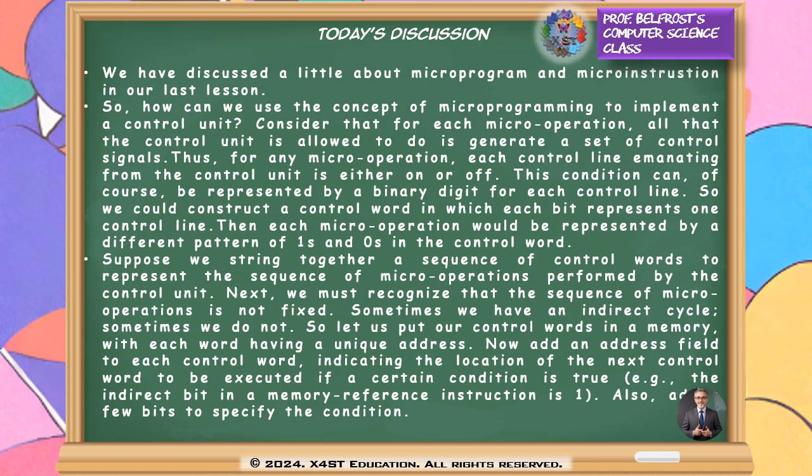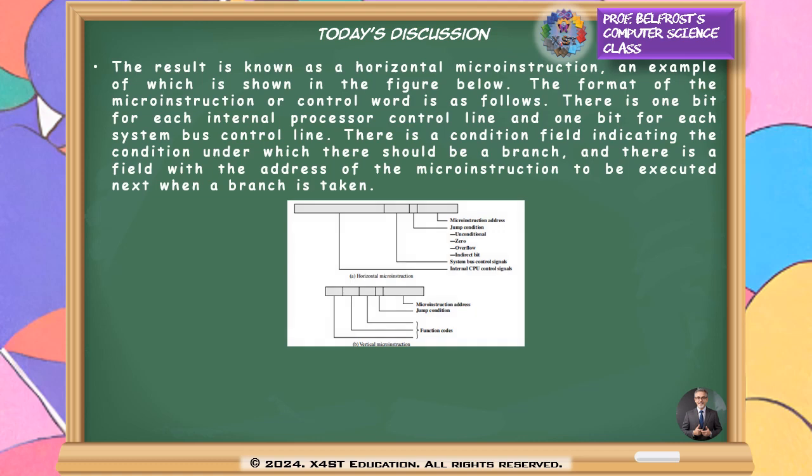So what we need to do is have a unique address and add this address field to each control word, indicating the location of the next control word to be executed in a certain condition. Also, we must add a few bits to specify the condition. The result is what is called a horizontal microinstruction, which is the first type. The form of the microinstruction or control word is as follows. There is one bit for each internal processor control line and one bit for each system bus control line. There's a condition field indicating the condition under which there should be a branch, and there's a field with the address of the microinstruction to be executed next when a branch is taken.